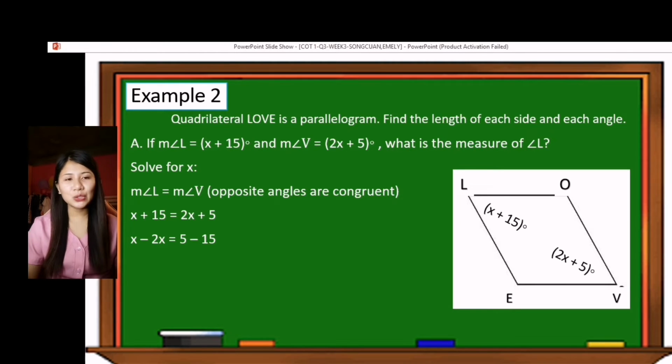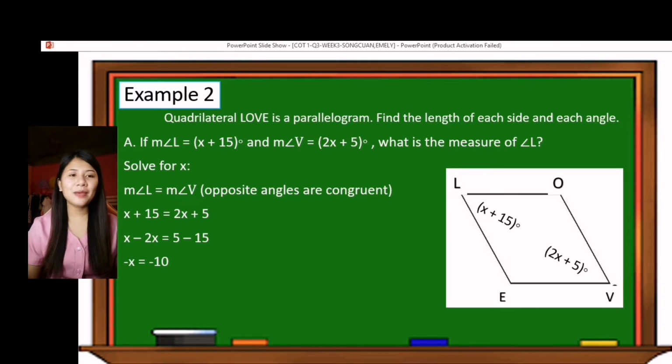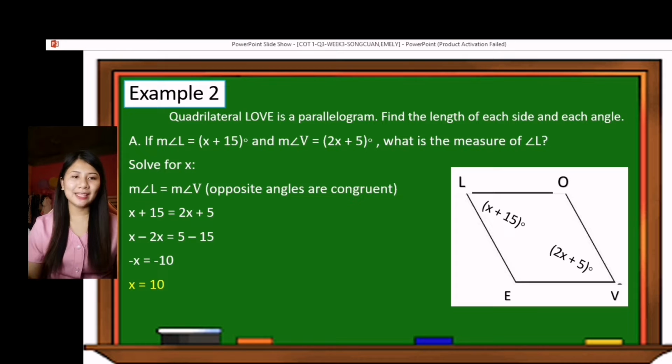What is x minus 2x? Okay, that is negative x. Then 5 minus 15, that is equal to negative 10. So in order to eliminate the negative sign of the x, we're going to multiply negative 1 to both sides. So our x now is equal to 10.